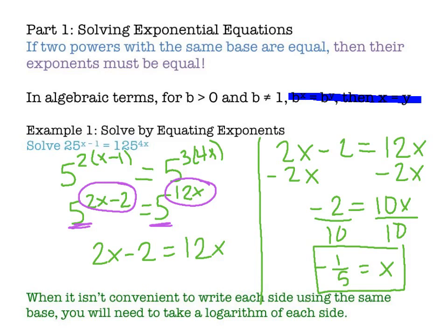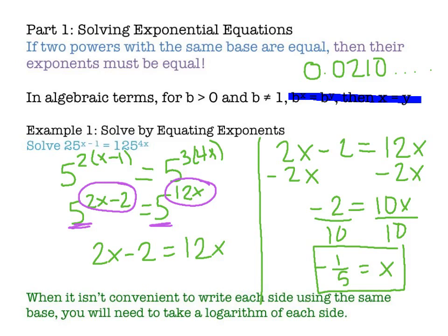Now I should go back and check this. If this is a correct solution and it's not an extraneous solution, then if I plug negative 1/5 in for x and solve each side, I should get the same thing in both cases. And if I do that and I do the math, I end up with about 0.0210 for each side, and so that is a correct solution.